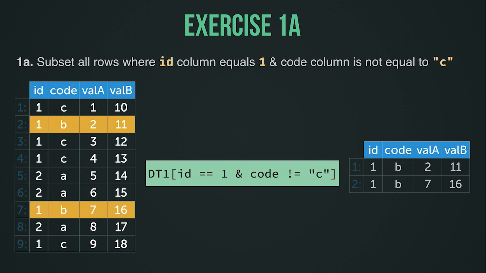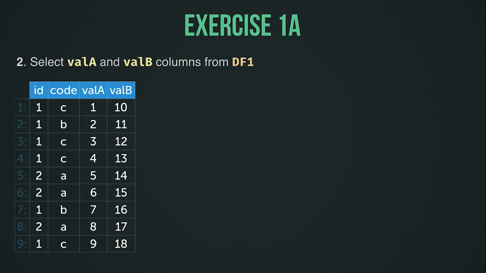Do you get the minor difference between a data frame and a data table? In data table, it would work if you just do df1$ID, but it's just not necessary. Is it okay? So I'm going to go on unless somebody raises their hand. The second exercise: select val A and val B columns from DF1.